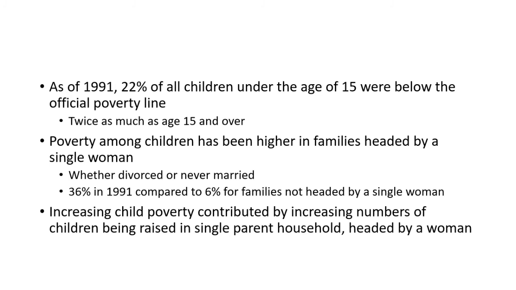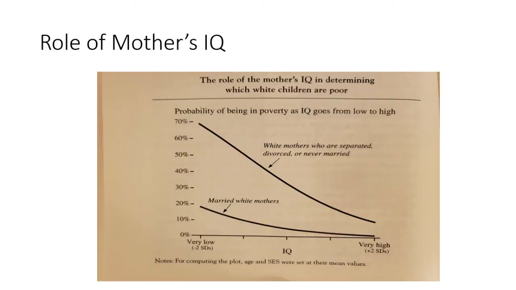Well, let's see. We're going to go to our next chart here, the role of mothers' IQ. As you can see in the graph, God, I should have made that first one big for you guys. See, I made all the other ones. In determining which white children are poor, we have here a very similar chart, IQ, specifically IQ on the x-axis, standard deviations. Y-axis, we have probability of being in poverty as a percentage. Two lines. One of the lines, married white mothers. The other line, white mothers separated, divorced, or never married.